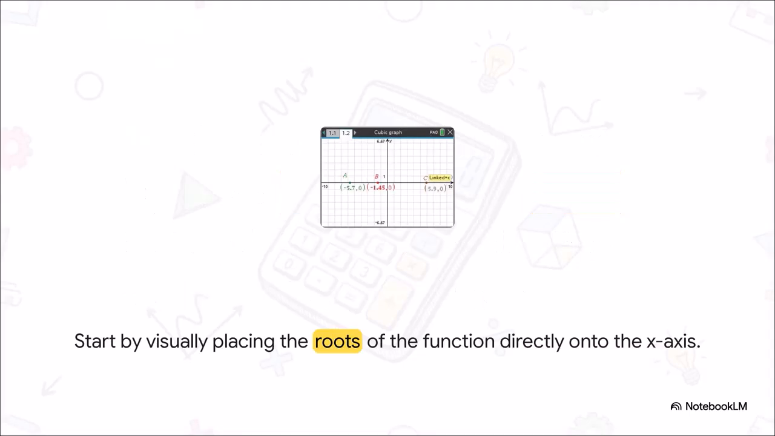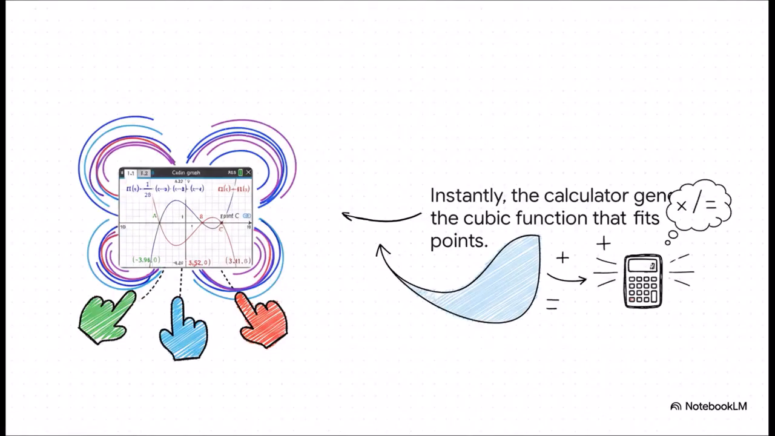But check this out. Here, we start visually. Instead of typing in some complicated equation, you just place the function's roots, the points where the curve is going to cross that horizontal x-axis. We've got points A, B, and C. You're basically just telling the calculator, hey, I want my curve to hit the axis in these 3 spots. And bam, just like that, the calculator generates the perfect cubic function that fits your points.